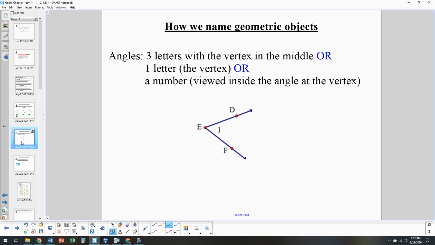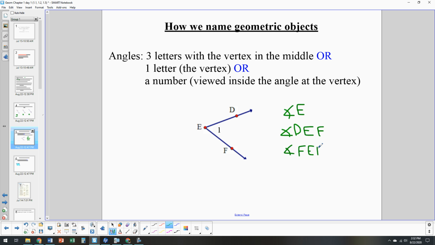For an angle, we're going to name it either by three letters with the vertex in the middle. So the vertex is the place where the two sides meet. I'm going to use an angle symbol like this just so I don't get confused with L's. Angle E is one letter. Three letters would be E in the middle, and then a letter from each side, D and F. And it doesn't matter what order D and F are in. I could actually have called this angle FED as well.